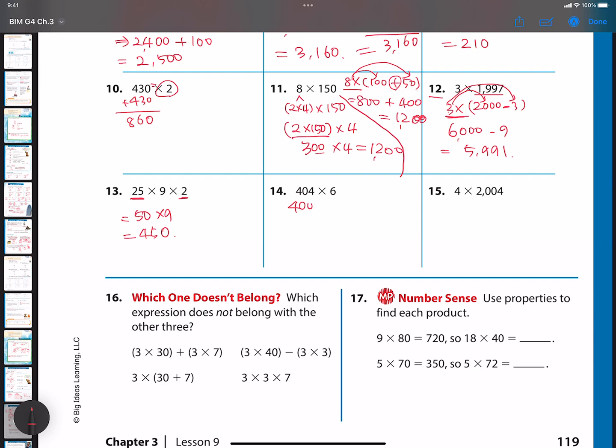14, 400 plus 4. I'm going to use distributive property. I'm going to distribute this multiply by 6 to 404. So 6 times 4 is what? 24. And how many zeros? 2 more zeros. Plus 6 times 4, another 24. 2,424. That easy, right? Okay, now number 15.